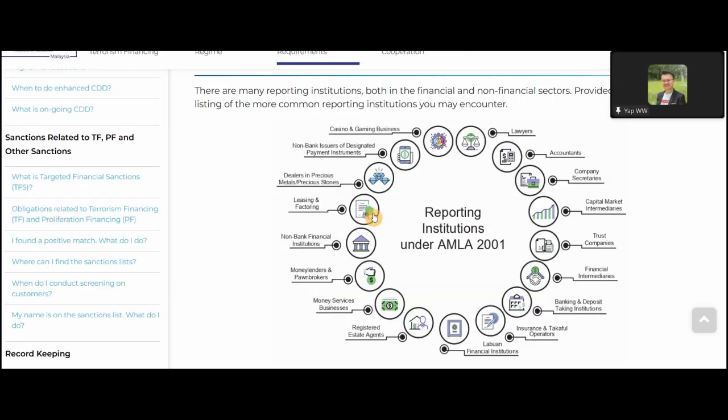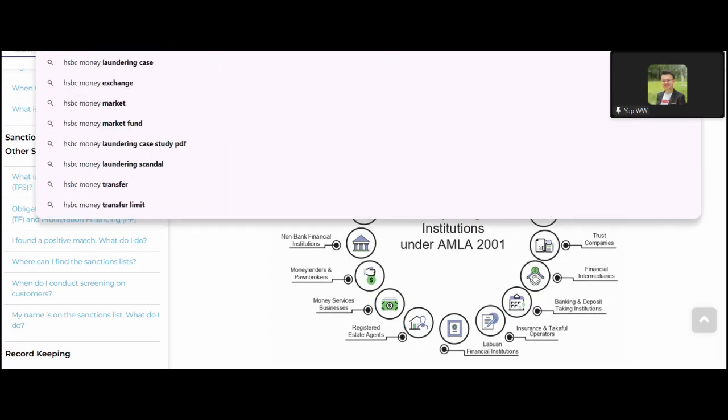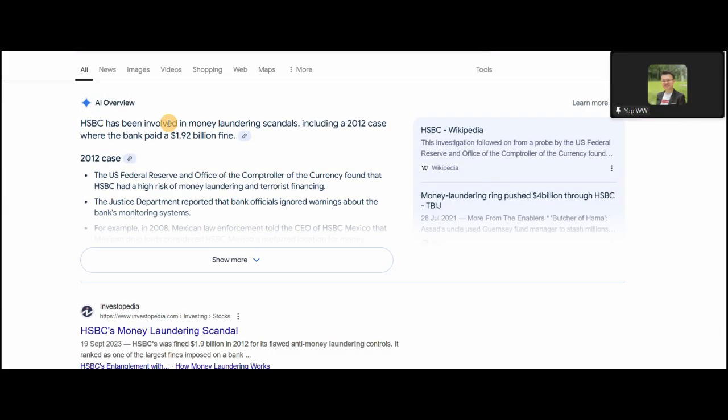Let me show you an example. HSBC was fined for money laundering and has already paid 1.92 billion of the fine. This is not a small amount.